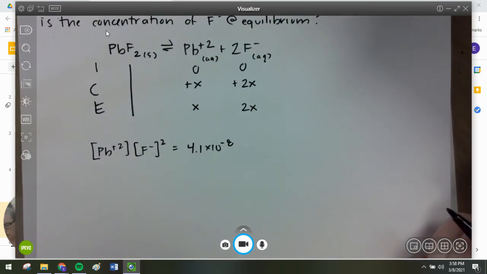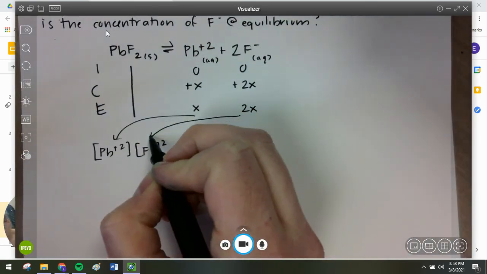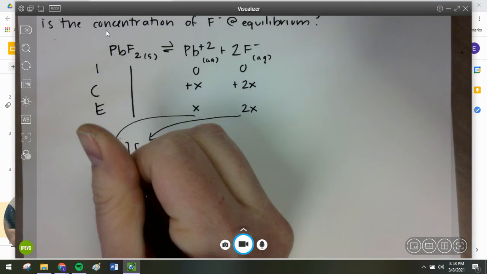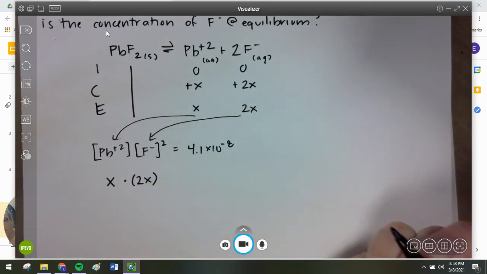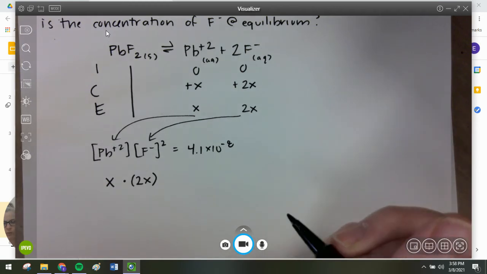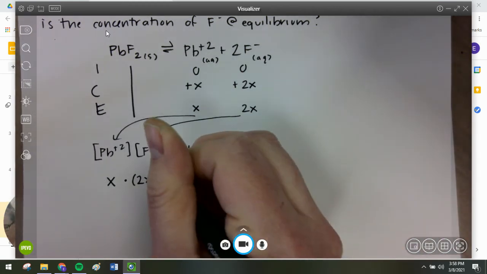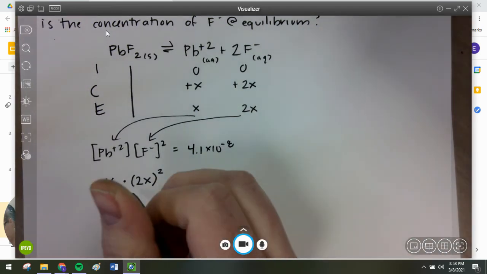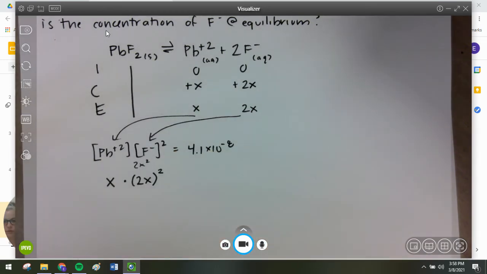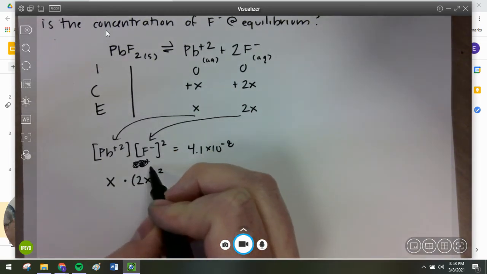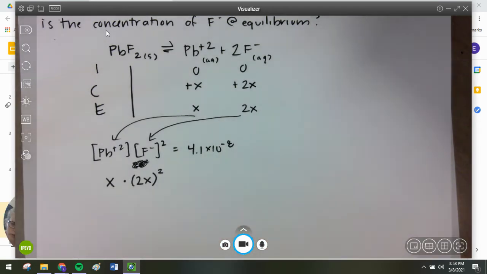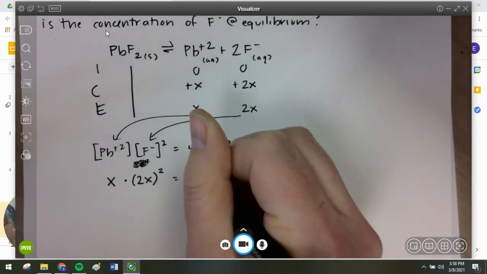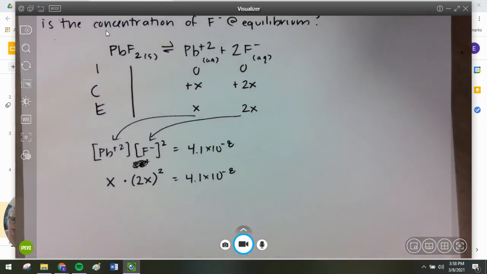Okay, so equilibrium values go into my expression. X for Pb2+, and then 2X for F-. But be careful when you put this in here because it's 2X, and then the 2X term is squared. People really mix this up a lot and they will just write in 2X squared, right? But 2X squared is different than 2X in parentheses squared. It seems like semantics, and it is, but it's going to give you different math. And so again, that whole thing is equal to 4.1 times 10 to the negative 8th. Okay?